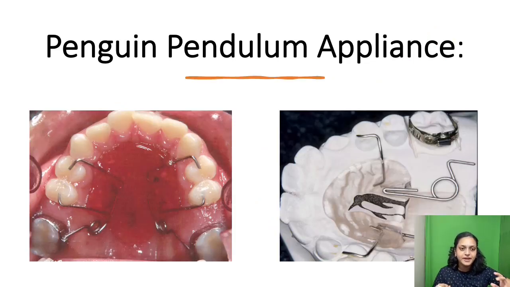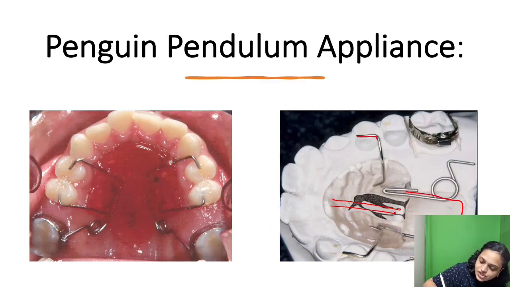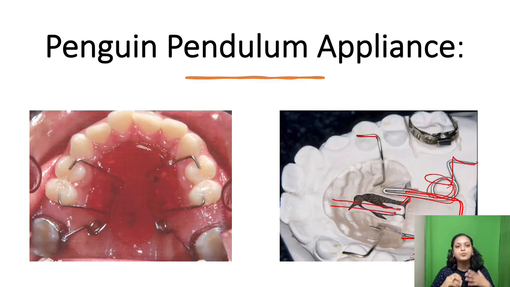Next is called as a penguin pendulum appliance. Penguin pendulum appliance does not have a skeletal expansion. It has a distal extension like this, like a flap of a penguin's tail. That's why it's called as a penguin pendulum appliance. And there is a pendulum spring. This is added to put more anchorage so that there is less anchor loss within the appliance.